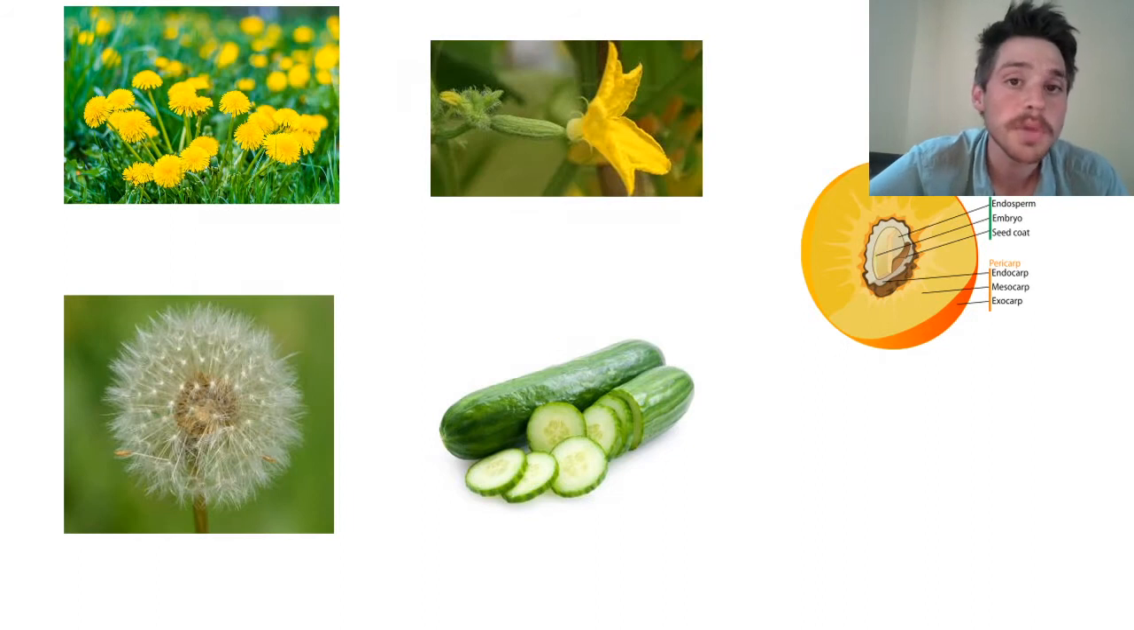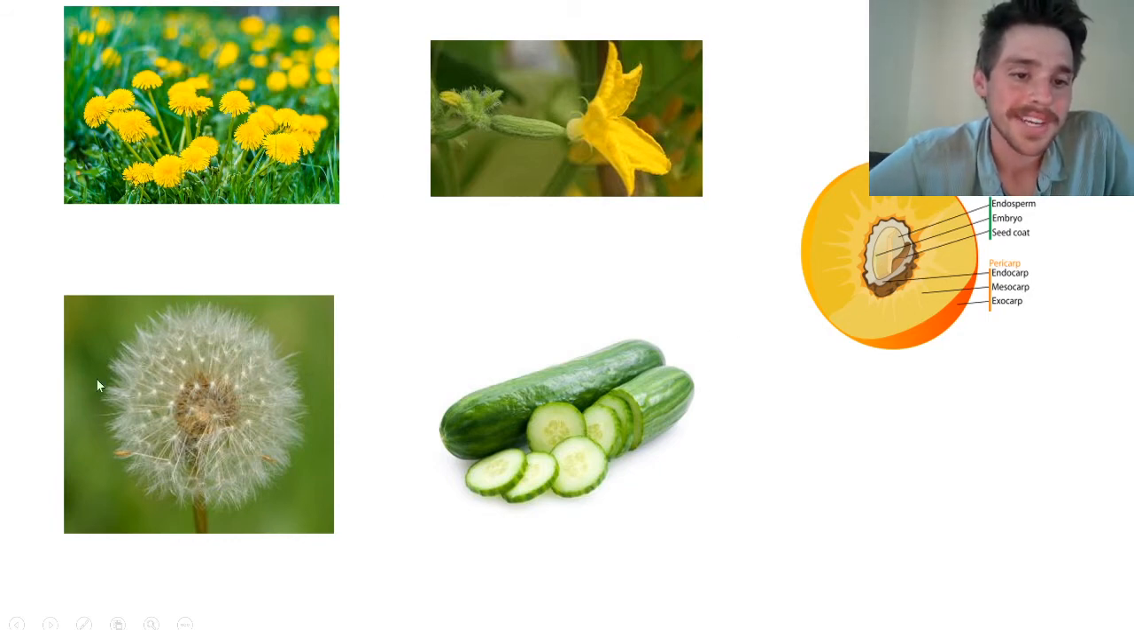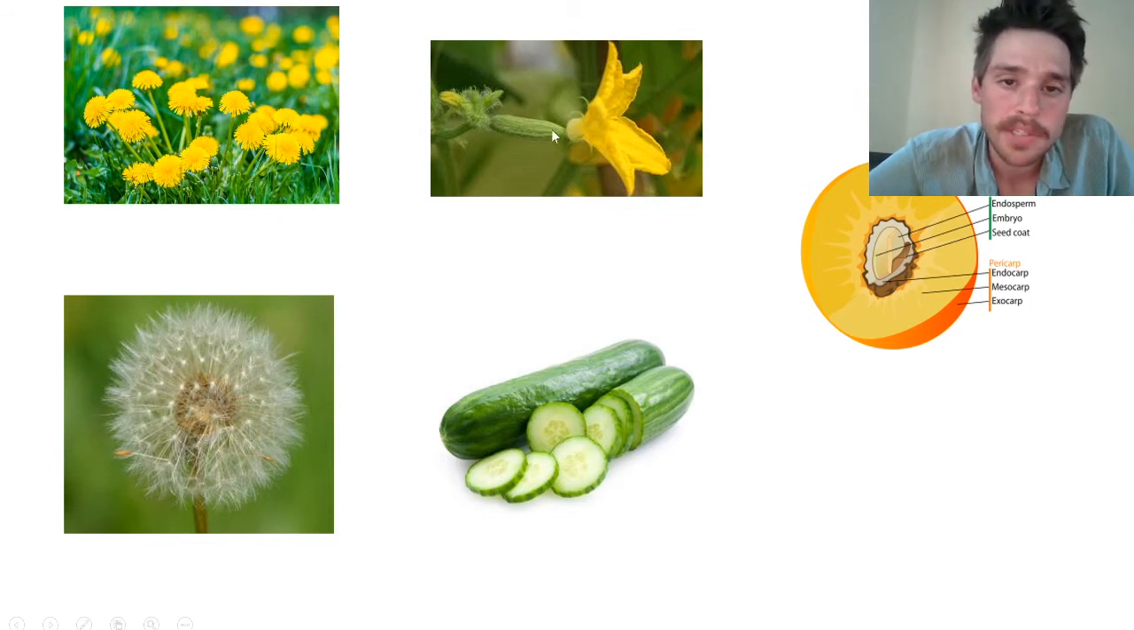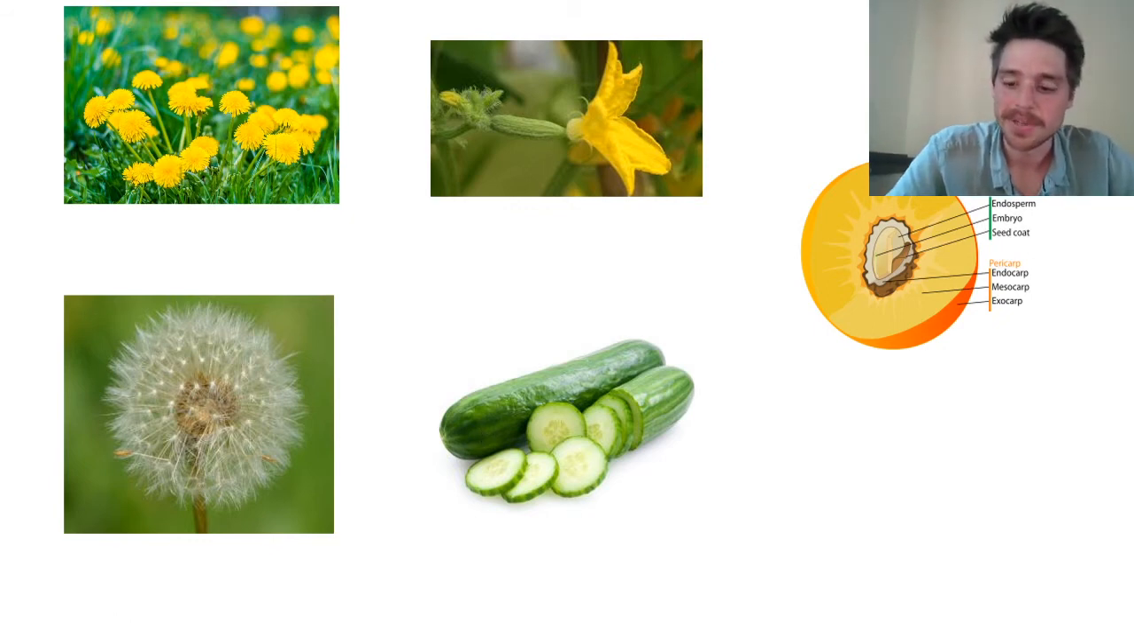And I won't belabor this too much, but one more thing is we have a lot of different types of flowering plants that create fruits that maybe we don't think of as fruits. This is a dandelion, and this is actually the dandelion fruit. This is a cucumber, and then you can see the ovary here of the cucumber flower is expanding, and then you end up with the cucumber fruit. So just kind of an interesting way of seeing the end result of the reproduction of a flowering plant.